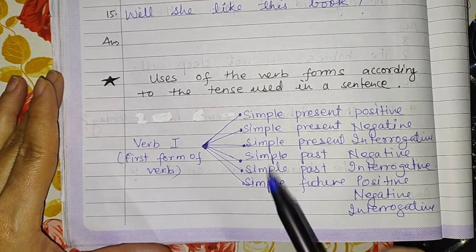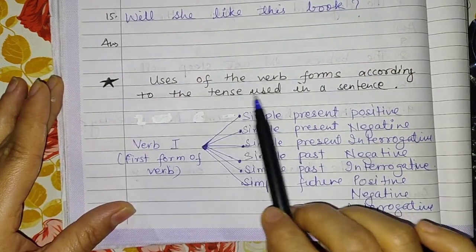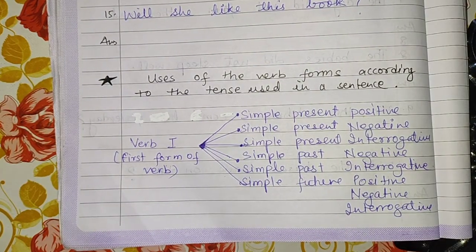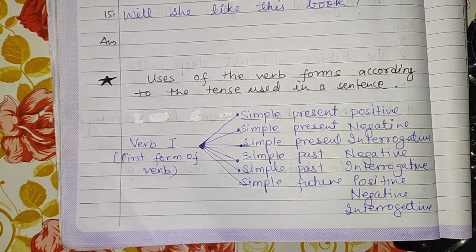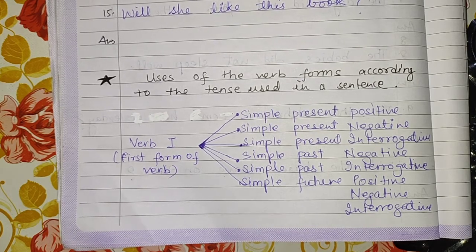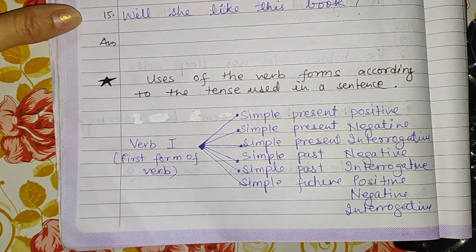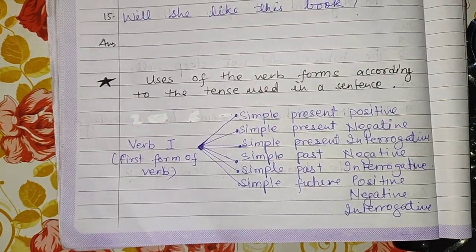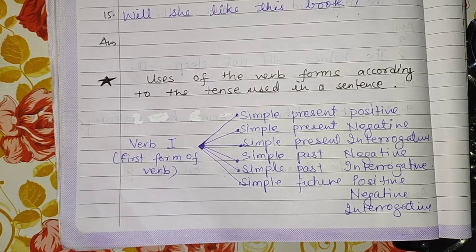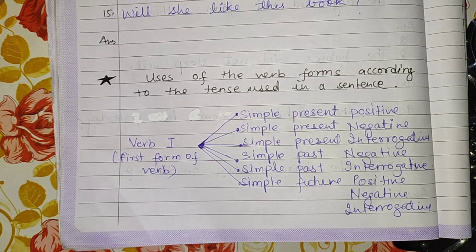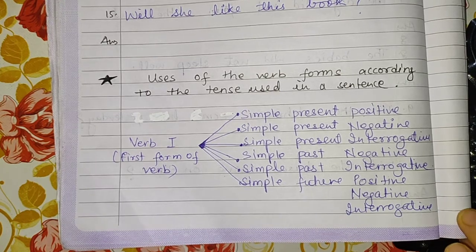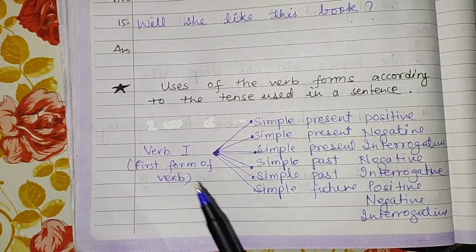First of all, let's see uses of the verb forms according to the tense used in a sentence. There are three forms of verb: first form, second form, and third form. In short we say verb 1, verb 2, and verb 3. All these three forms of verbs are used differently in different tenses. If you want to learn how to write correct tense in a sentence, you need to know the use of these forms of verbs.